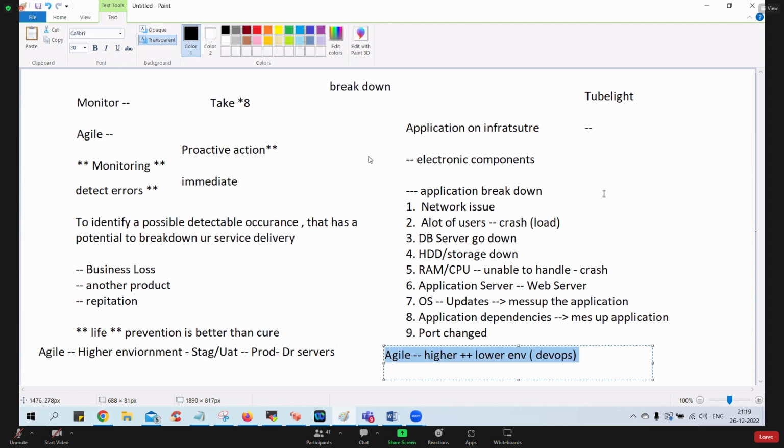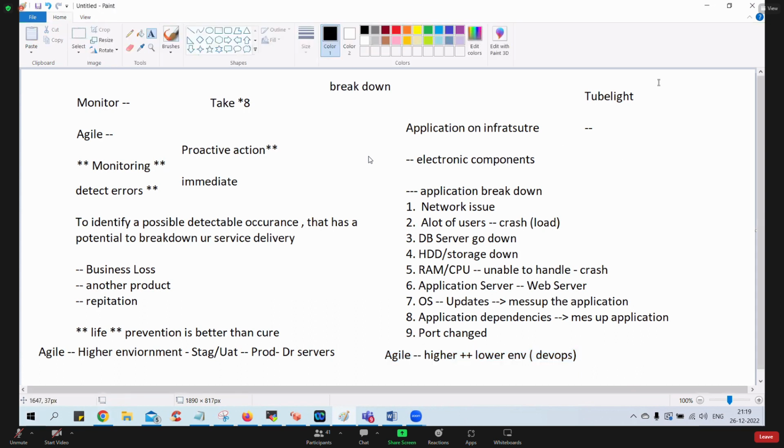Okay, I want you guys to take down these points first of all. Please take down these points quickly.